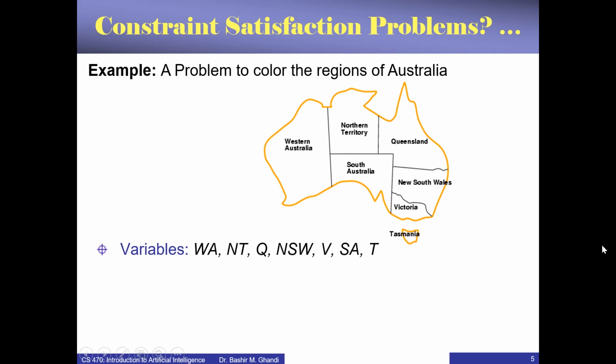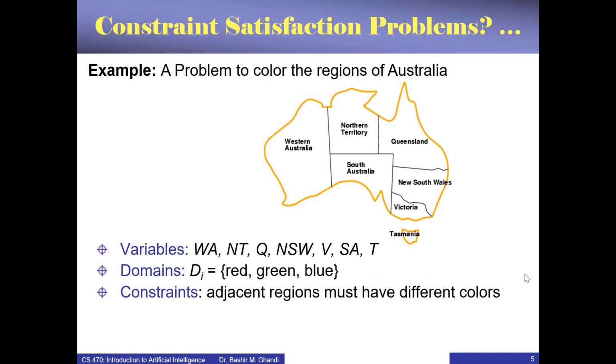Obviously, the colors that are allowed will form the domains. So let us say we are only allowed 3 colors, either red or green or blue. Then each of these variables will have the same domain, and the domain consists of these 3 colors. And the constraint, as we have just said, is that adjacent regions must have different colors.